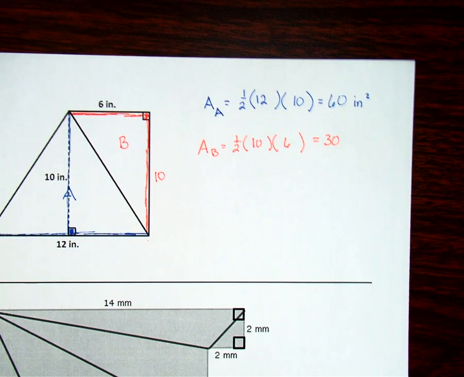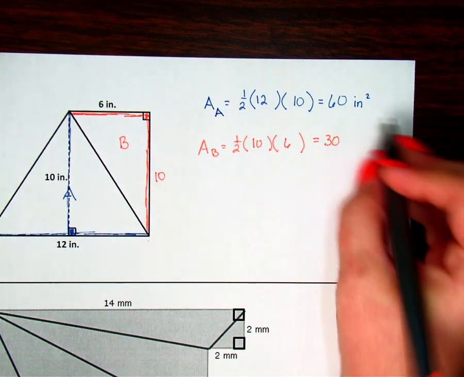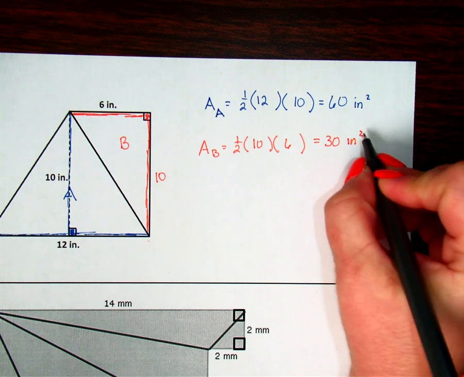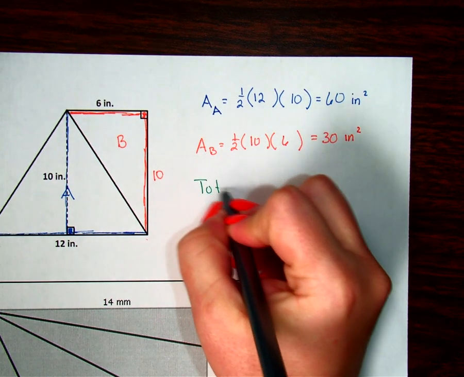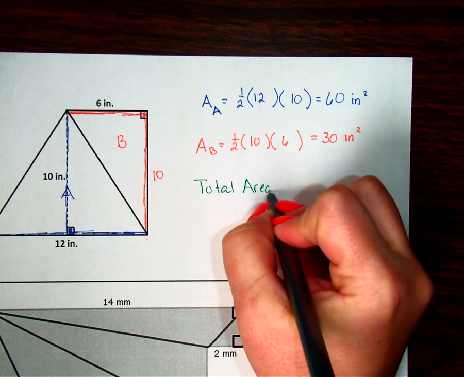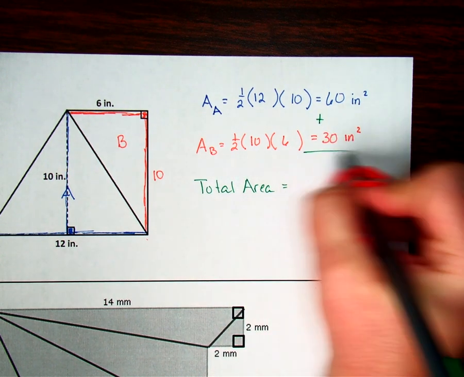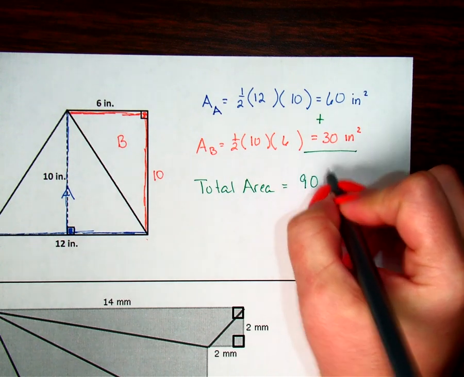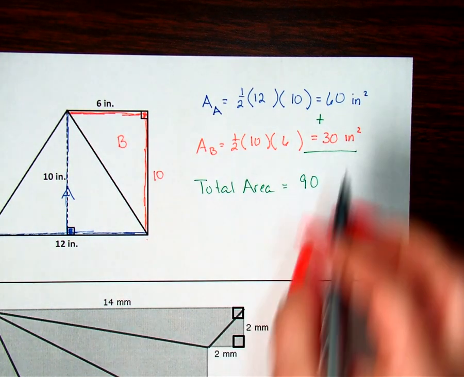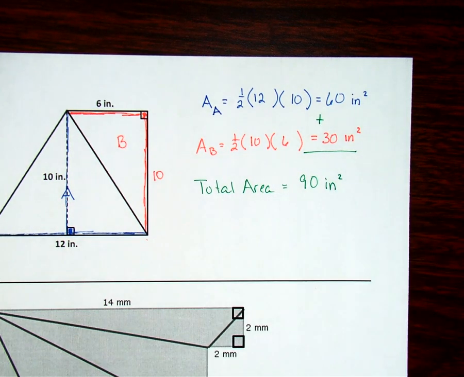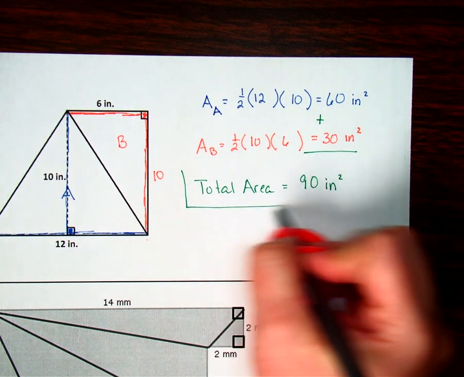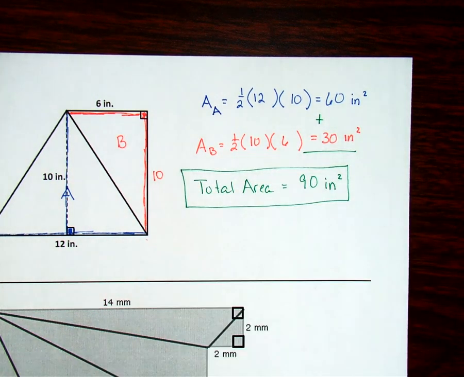And then remember we are doing area, so it's squared, but the square does not go on the 30, the square goes on the units, inches squared. Okay? So now to find my total area, all I have to do is add those two together. The total area for this figure is going to be 60 plus 30, which is 90. And remember, since it's area, we do square units. We don't put the square on the 90, that's wrong. We put the square on the units. Okay, so my total area is 90 inches squared.